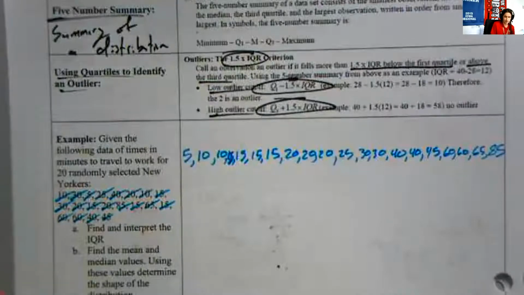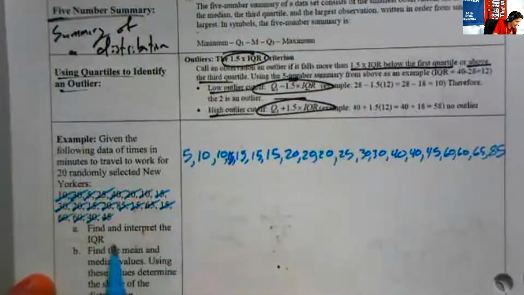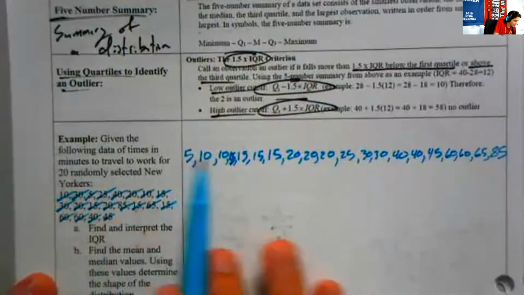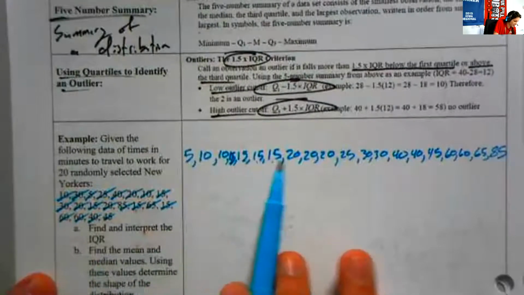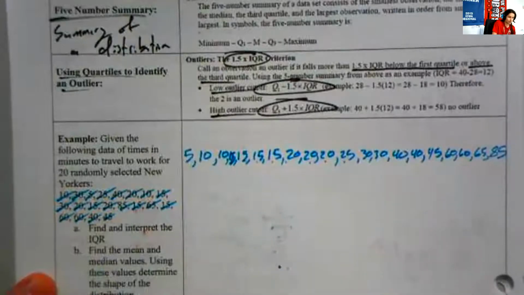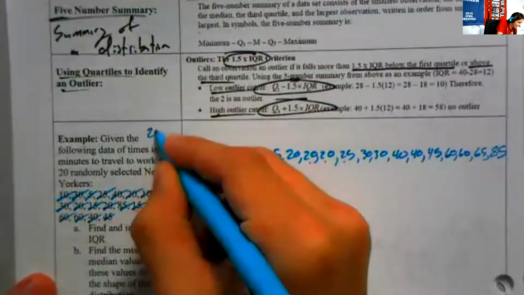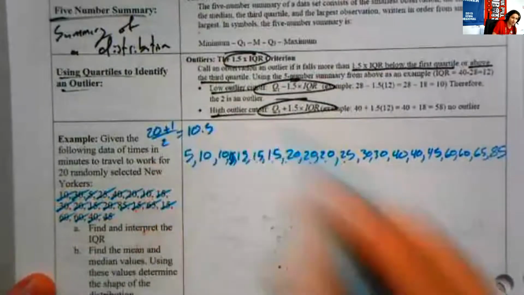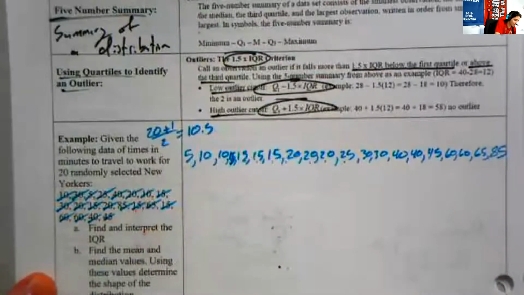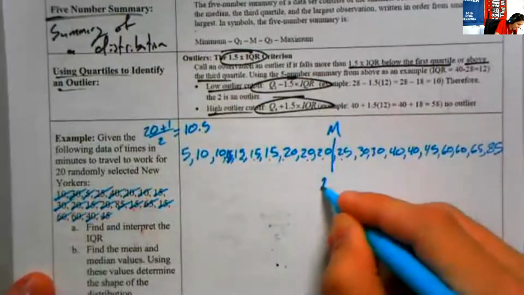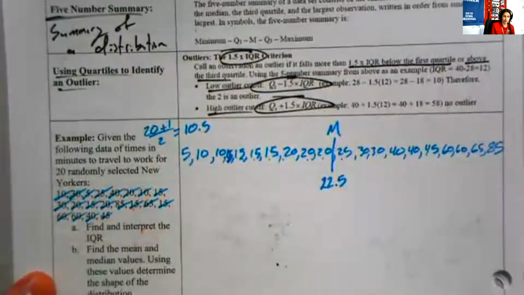So let's show how we would find these things. The first thing we do is to find and interpret the IQR. We actually first have to find the median. So we say 1, 2, 3, 4, 5, 6, 7, 8, 9, 10, 11. There are 20 measurements. 20 plus 1 over 2, that's 10.5. So I'm looking for between the 10th and the 11th measurement. That is right here. The median is 22.5.